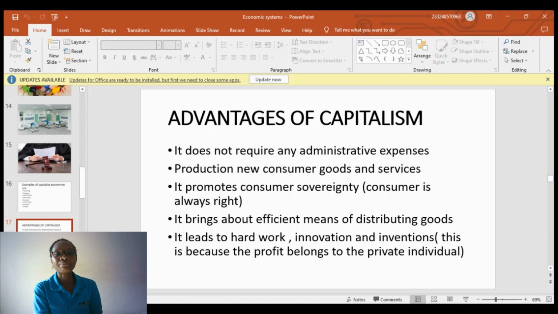Also, they always produce new consumer goods. Because their motive is to make profits, people want to be very innovative, right? The more you create new things, the more people will be like, wow, are there goods like this in the system? They want to try it out. And the more they demand those goods, the more money you make. So one of the advantages is that there is a lot of production of new consumer goods. So many goods and services come up that are very new.